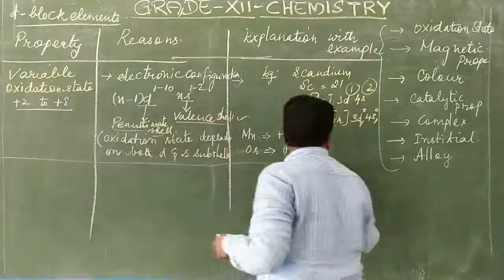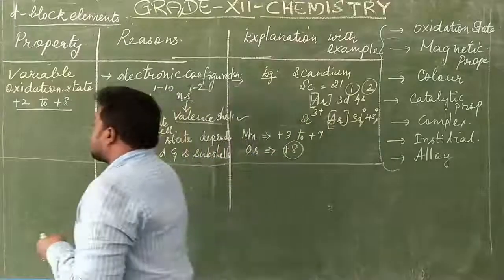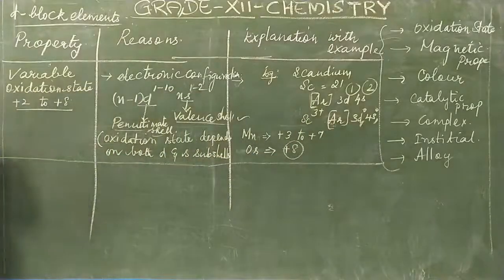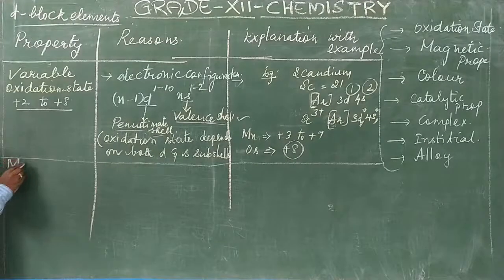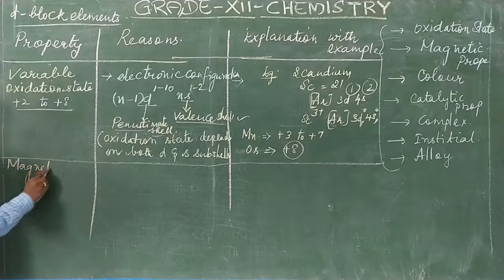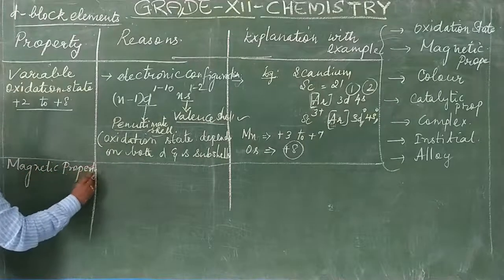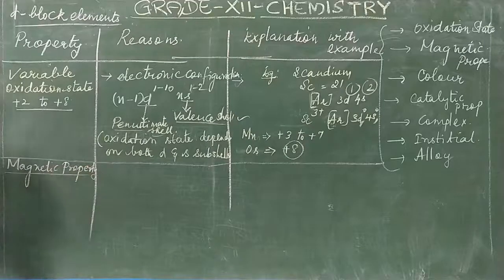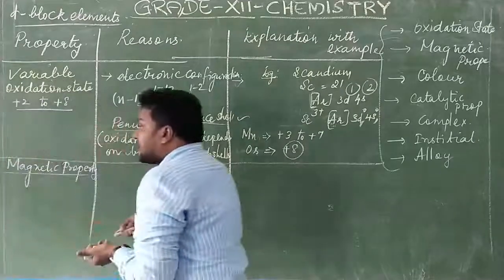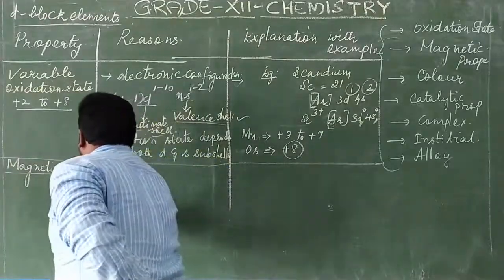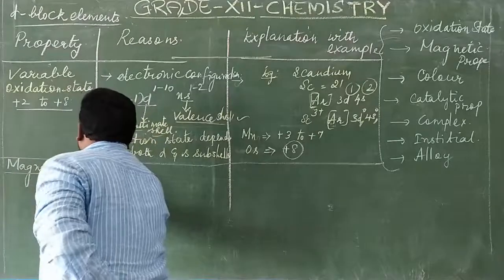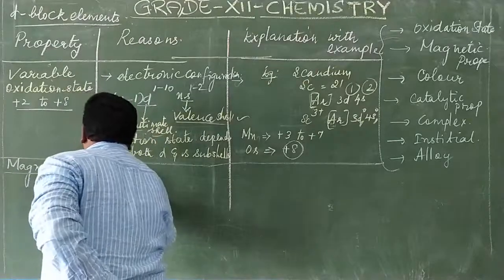Okay, that was the first point. Now coming to the second one, what is the second property we have? The second property is magnetic property. D block elements possess magnetic property. What are the two magnetic properties? The first magnetic property is paramagnetic property.